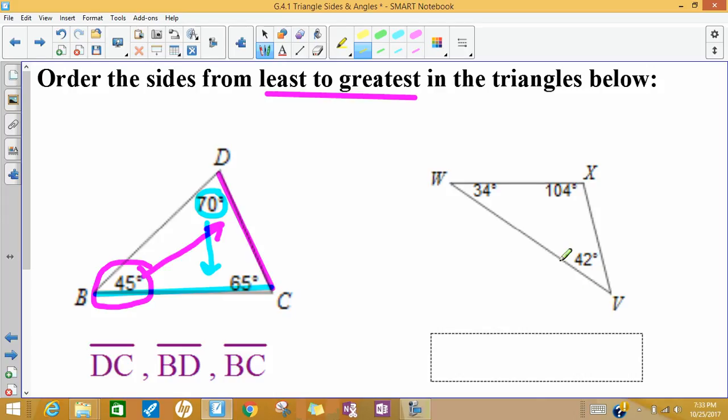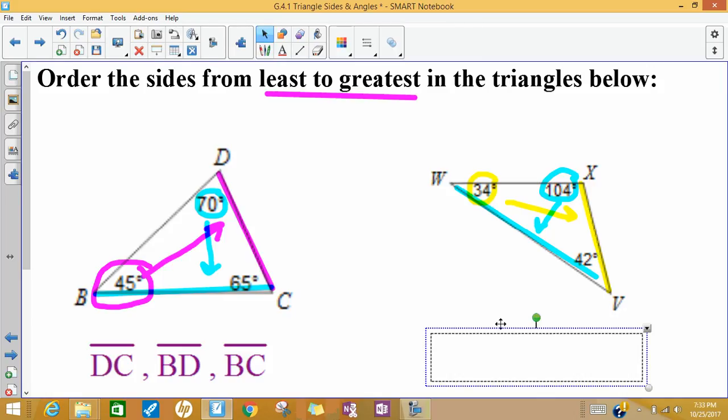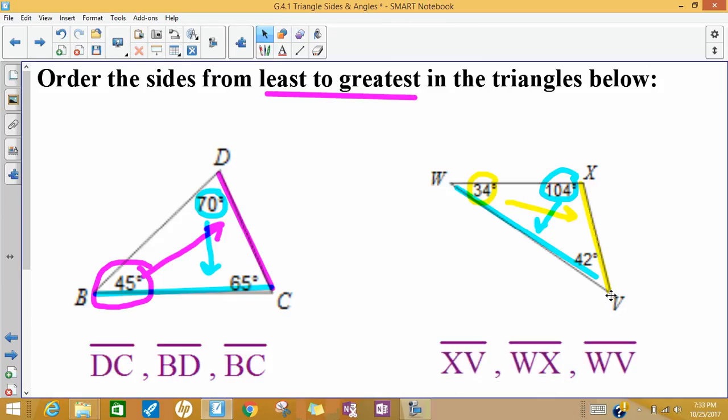Do the same thing for this one. 34 is my smallest angle. That makes XB across from it my smallest side. 104 is my biggest angle. That makes WV across from it my biggest side. And that means WX is in the middle.